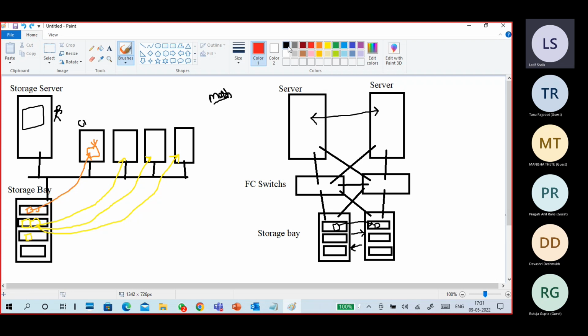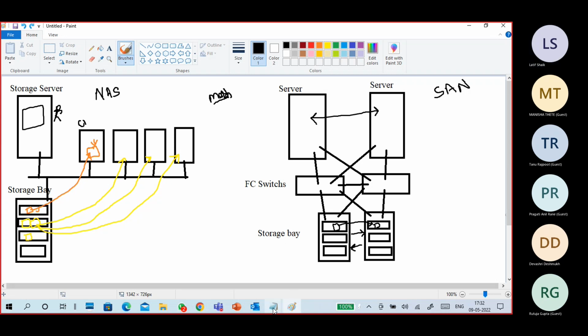Like this, this is our NAS, and this is SAN. We have redundancy between these. If one switch fails, no problem. One server fails, no problem. One disk fails, no problem. So we have redundancy. That is the main key of your SAN.